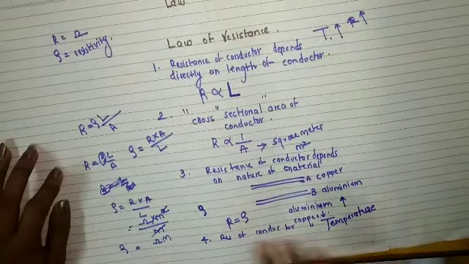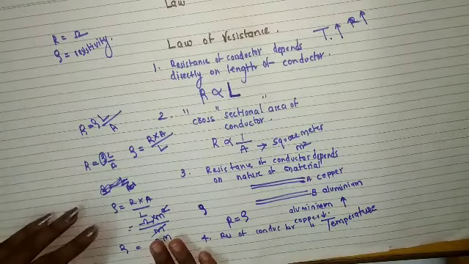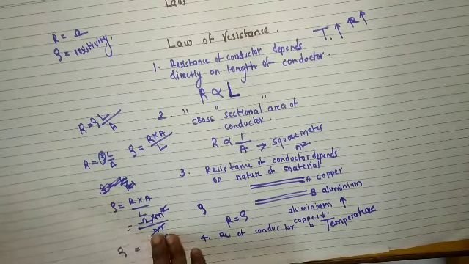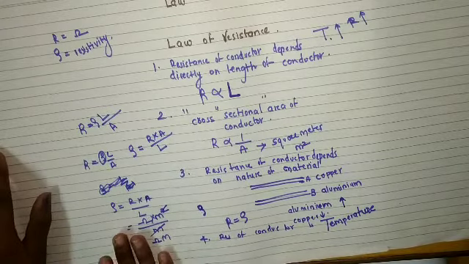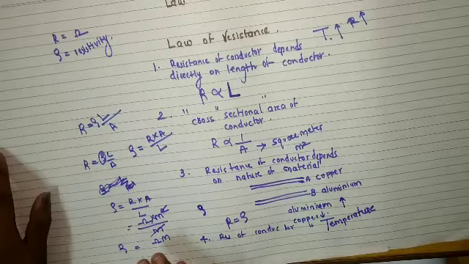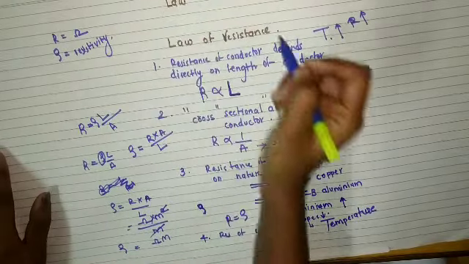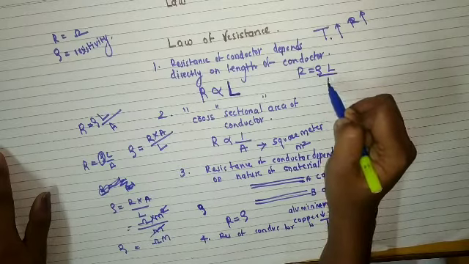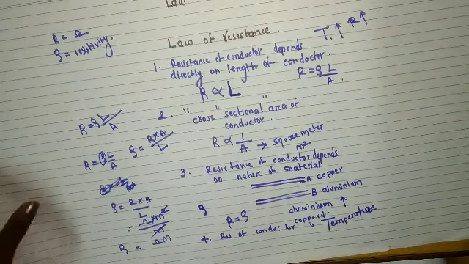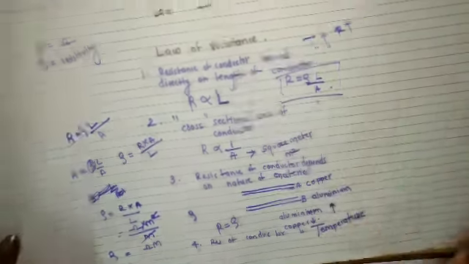Okay, I hope you understood this much. So you will be having problems on this formula, so you have to remember this formula: R is equal to rho L upon A. This is the formula that you have to remember.